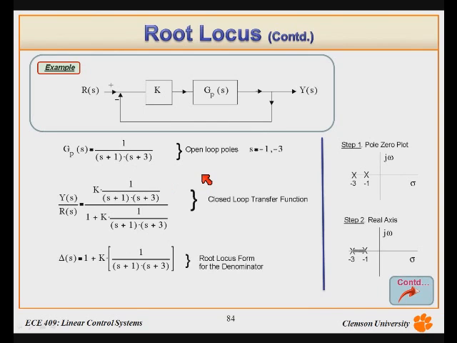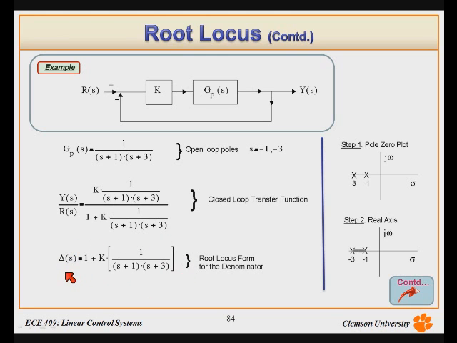The first thing we want to do to draw the root locus is put the denominator of the closed loop transfer function in the 1 plus k times something form. Standard block diagram simplification rules give K GP over 1 plus k times GP. This is the denominator of the closed loop transfer function Y of S over R of S: 1 plus k times 1 over S plus 1 times S plus 3. I brought it down here.